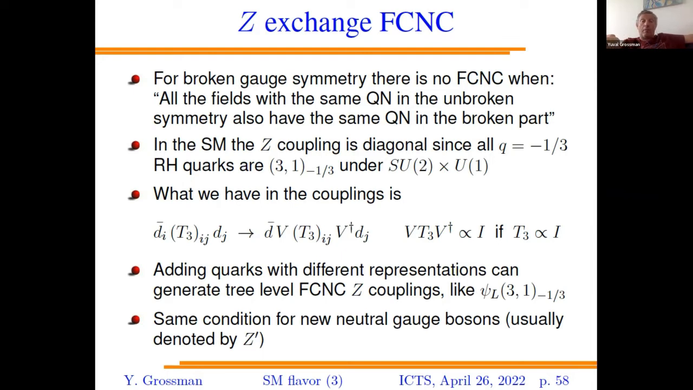current by the Z coupling, because we know that the data tell us that flavor change in neutral current is very, very small. So the Standard Model was constructed in a way to guarantee that the Z coupling is universal, and in particular diagonal. And the model building tool that we used in order to guarantee that the Z coupling is diagonal is to make sure that all the quarks with the same electric charge also have the same representation under SU(2) and under the U(1) hypercharge.